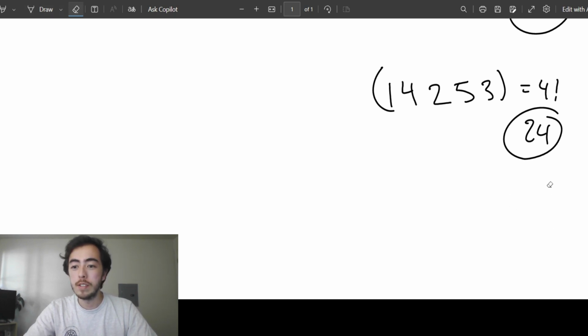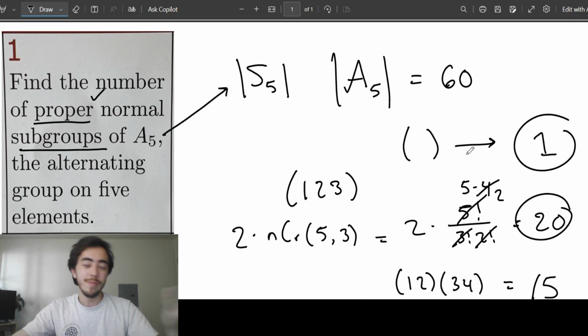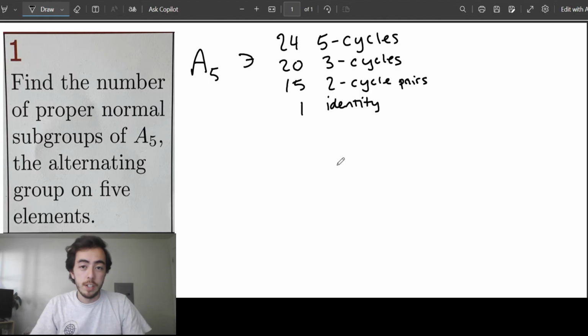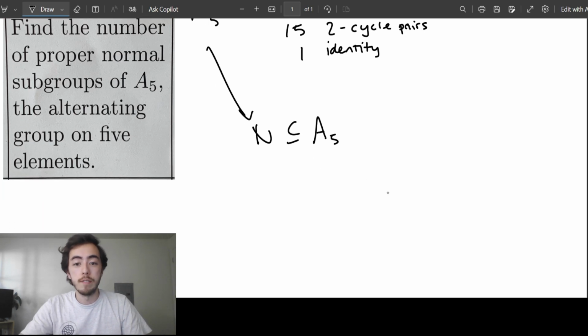So these are our elements in A5. We have a bunch of 5 cycles, a few double pairs, and a little bit more of these 3 cycles to contend with. Okay, finally, what does it mean to be normal? The definition of a normal subgroup is that, say we find some normal subgroup, let's call it N, where it is a subgroup of A5. There's essentially some rules that the elements of N need to follow.